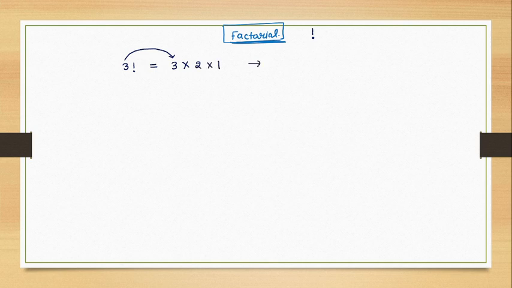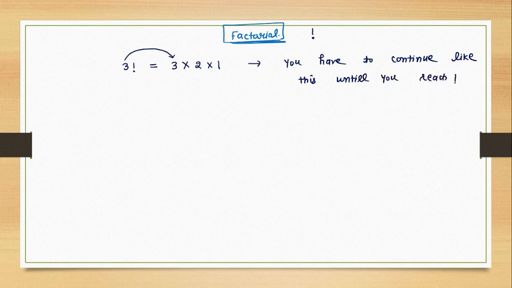You have to continue like this until you reach 1. It means 3 factorial is equal to 3 into 2 into 1. 3 2s are 6, 6 1s are 6. It means 3 factorial is equal to 6.